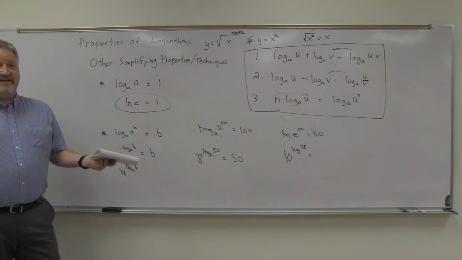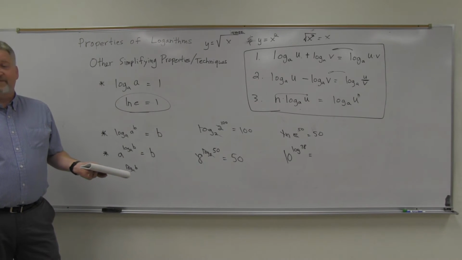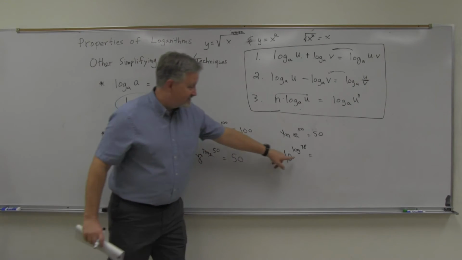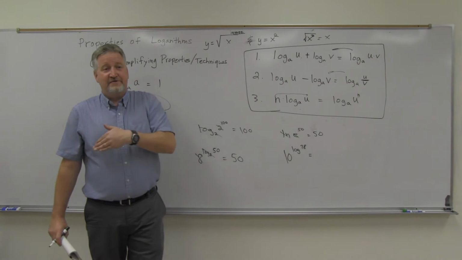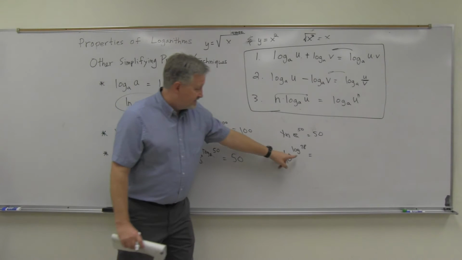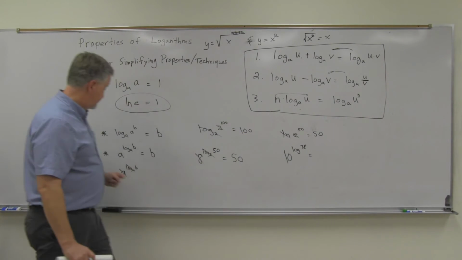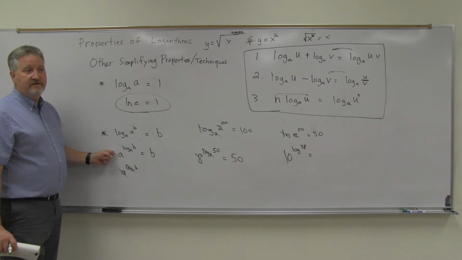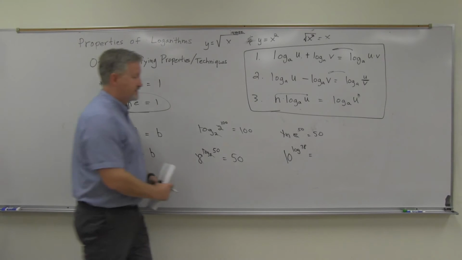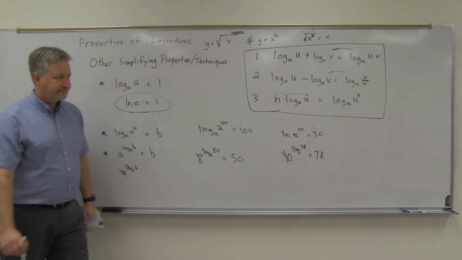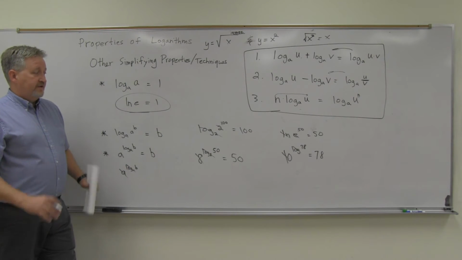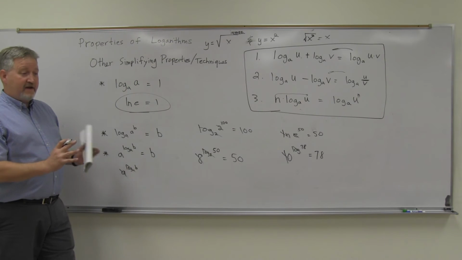And then again, just recognizing what base this logarithm is. It's base 10. If it's log and there's no base written, that's base 10. So you've got 10 to the log base 10. That's an application of this property here. What is this? Just 78, because those are going to cancel out.